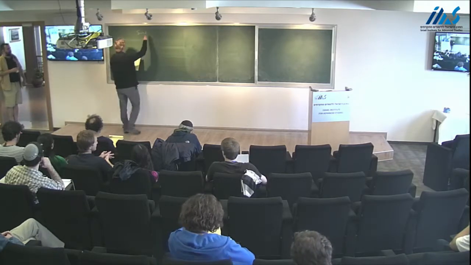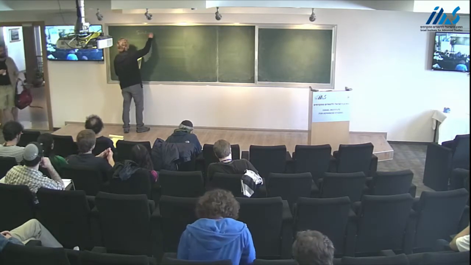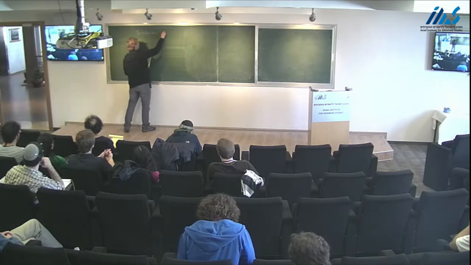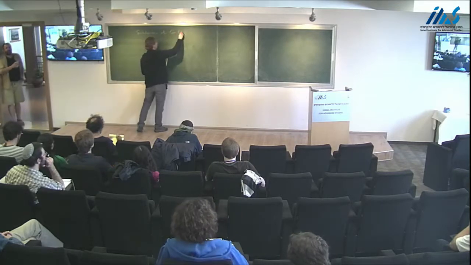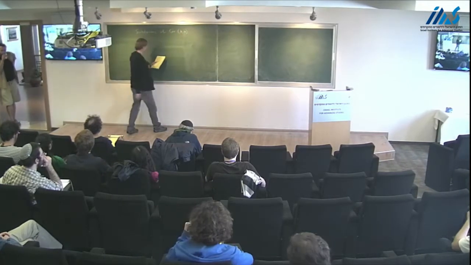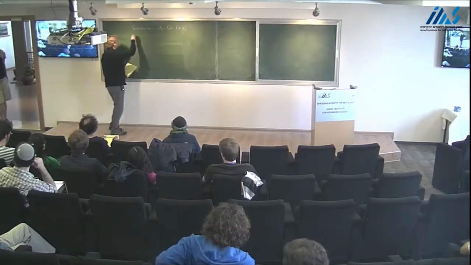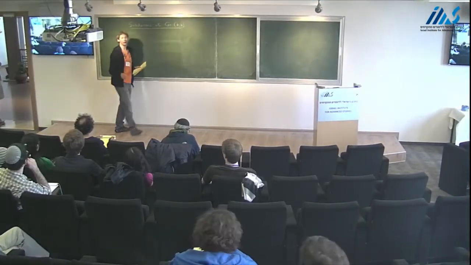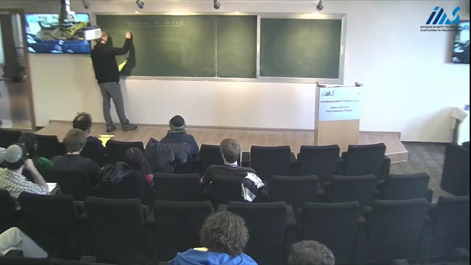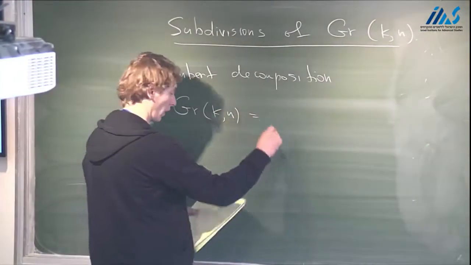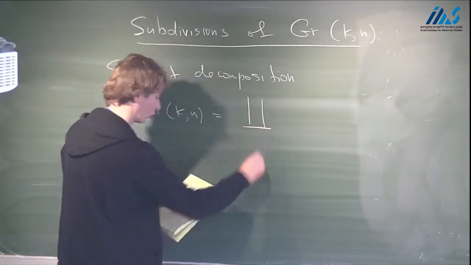Subdivisions of the Grassmannian. Okay, and first there is a well-known Schubert decomposition. So you can subdivide the Grassmannian, Gr(k,n), into n choose k Schubert cells.